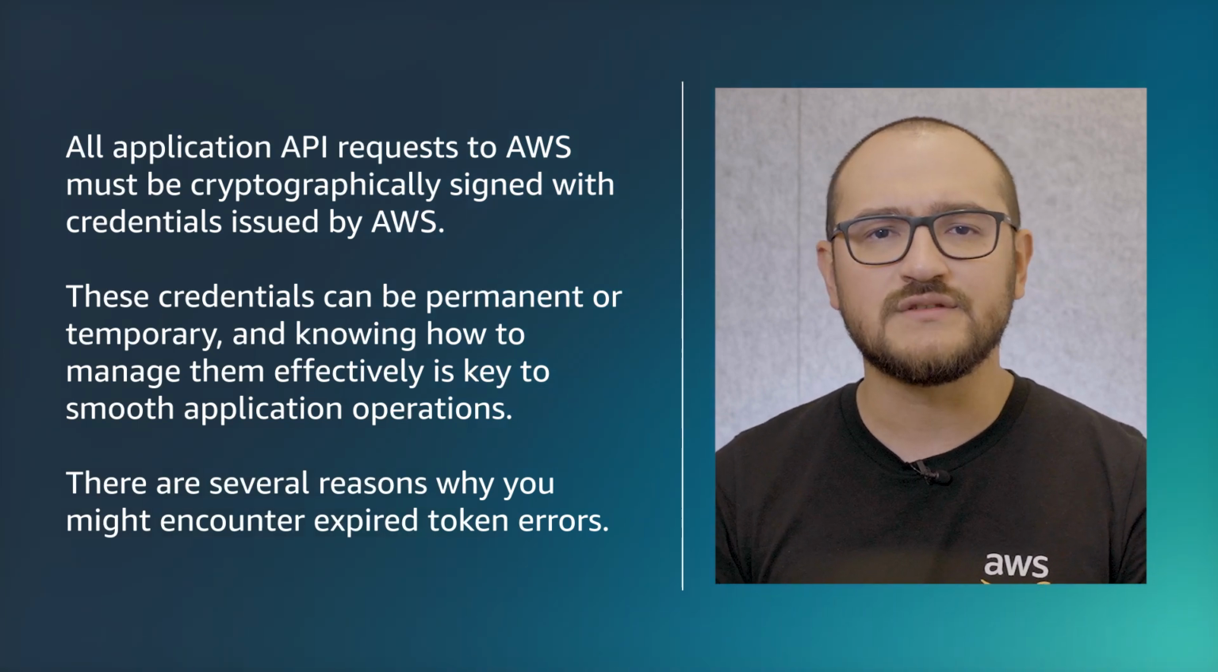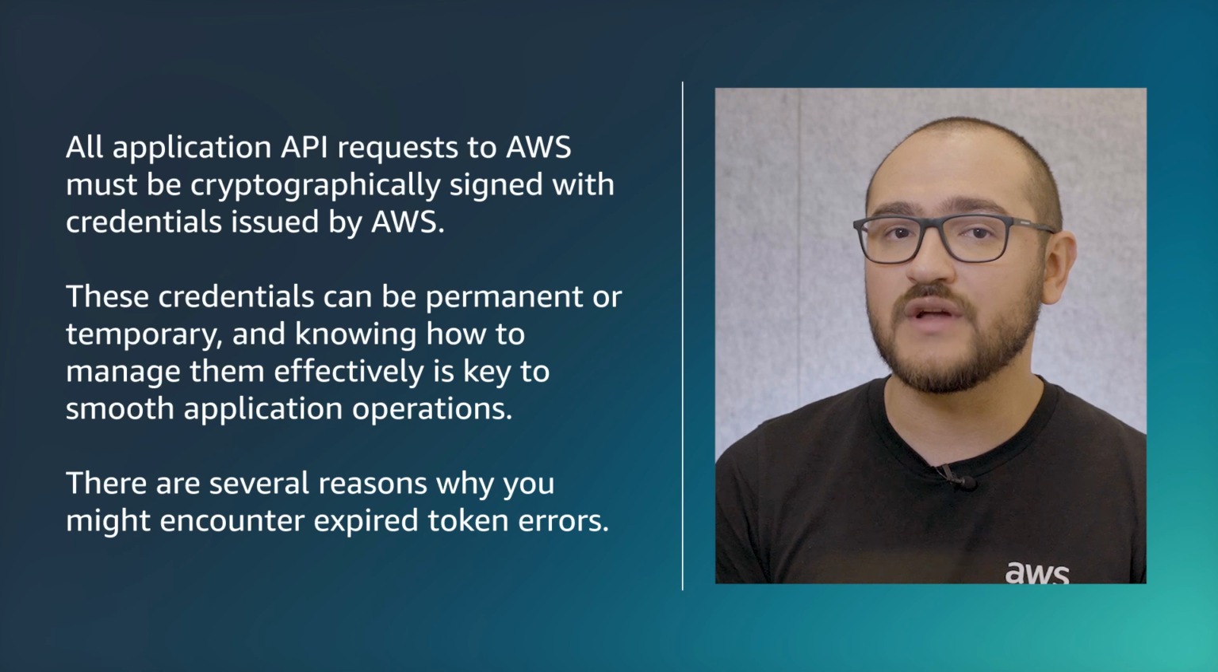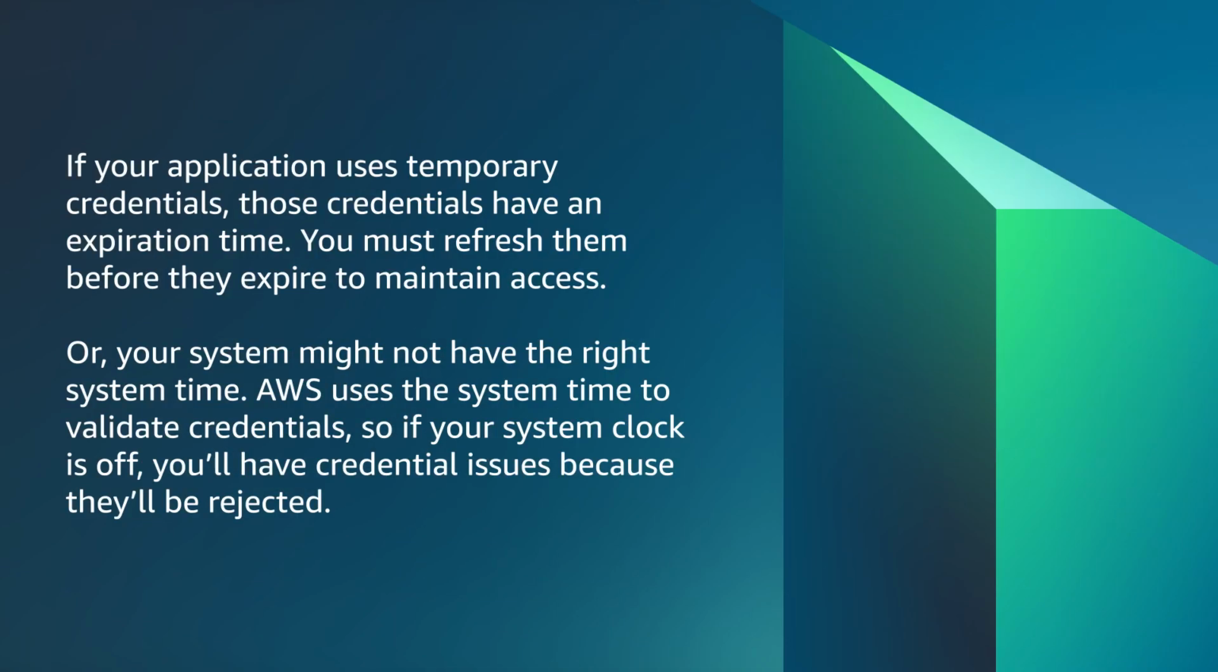There are several reasons why you might encounter expired token errors. If your application uses temporary credentials, those credentials have an expiration time. You must refresh them before they expire to maintain access. Or your system might not have the right system time. AWS uses the system time to validate credentials, so if your system clock is off, you'll have credential issues because they will be rejected.